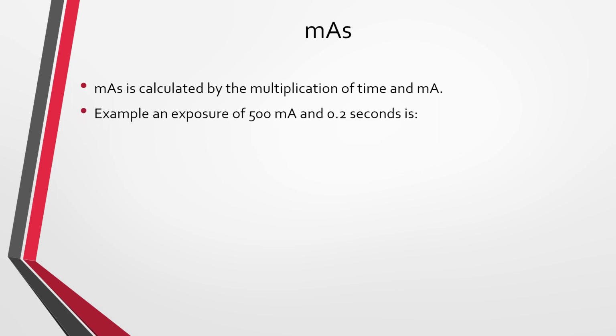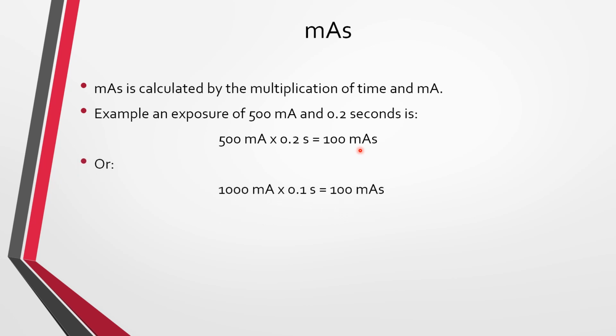So a little more on mass. Mass is calculated by the multiplication of time and mA. Example, an exposure of 500 mA at 0.2 seconds. So if we use 500 mA and 0.2 seconds, we're going to get 100 mAs. So we just multiply the two together. Okay, so 0.2 seconds is the same as 200 milliseconds. All right, and if we multiply 0.2 times 500, we're going to get 100 mAs.